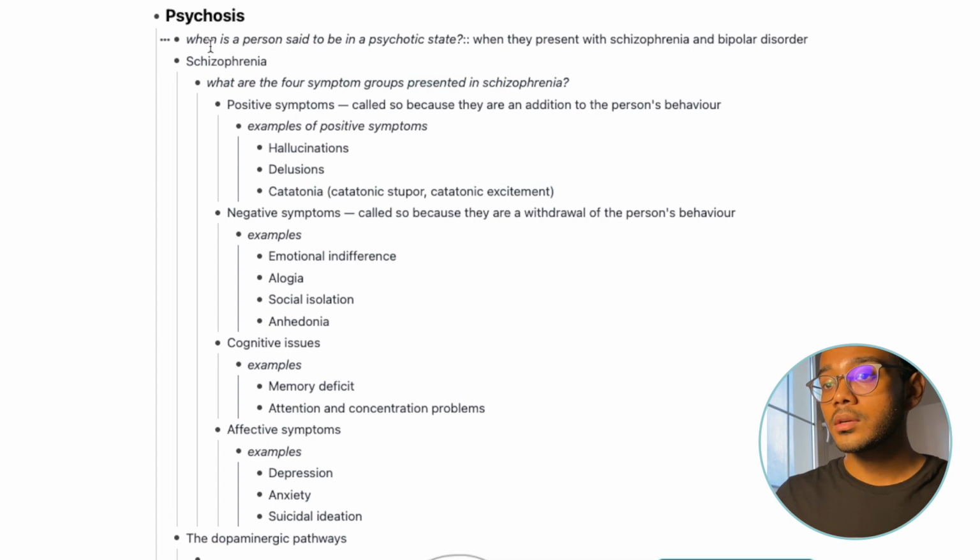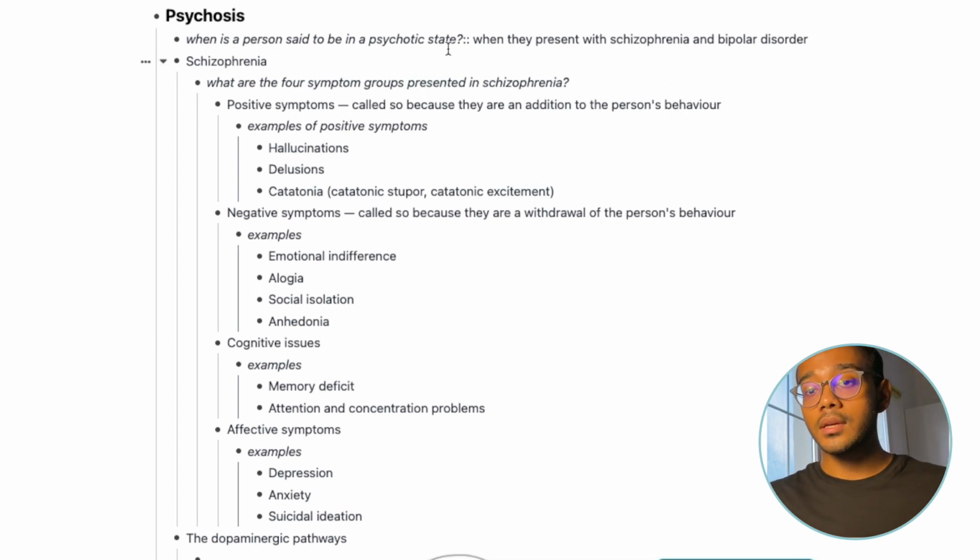So for example, right here, we have this question, when is a person said to be in a psychotic state? This is usually when they present with schizophrenia and bipolar disorder.